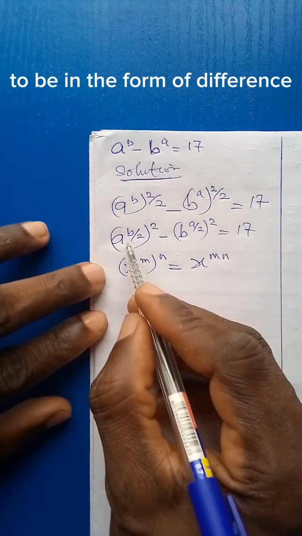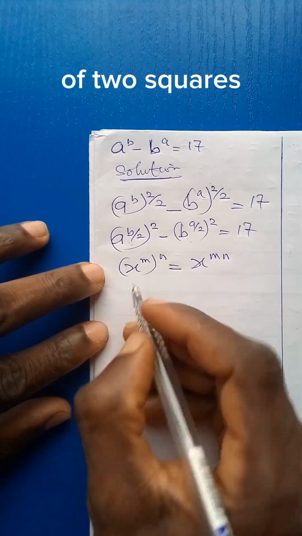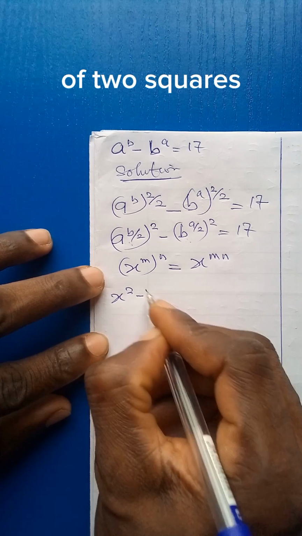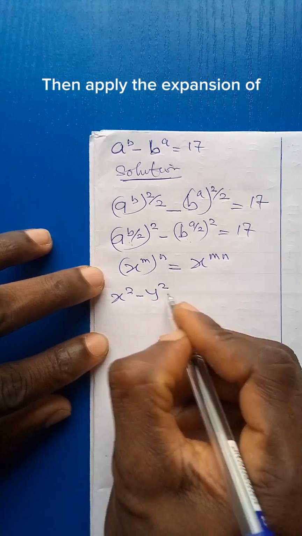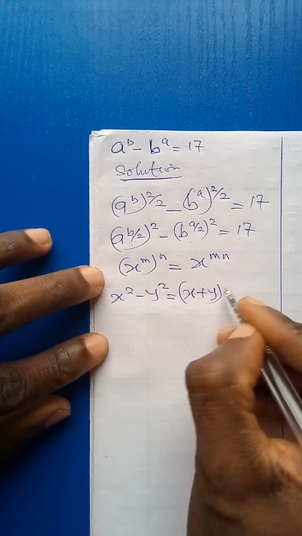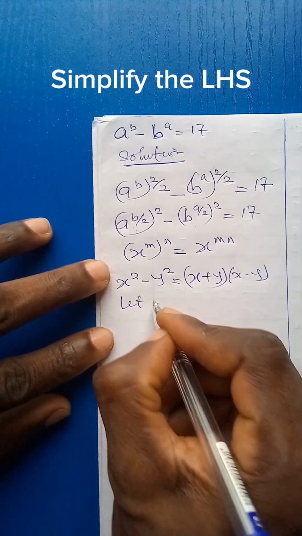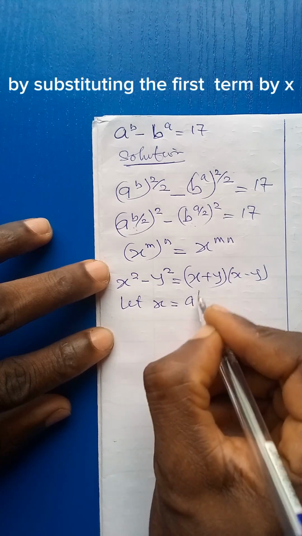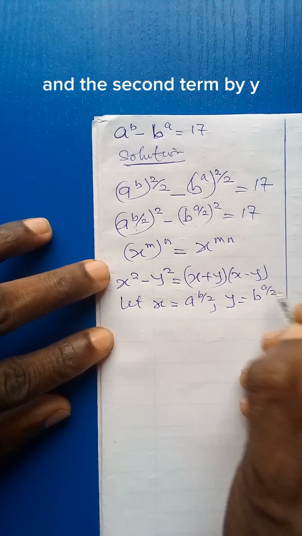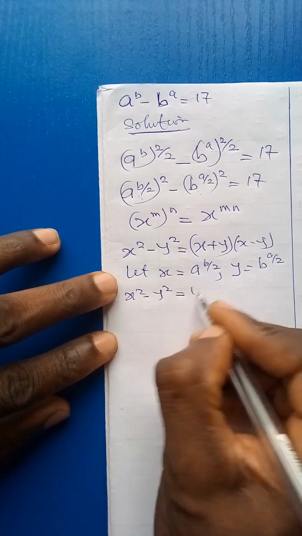Now to proceed, what I have in this equation is basically difference of two squares. And then if I have difference of two squares, x raised to power 2 minus y raised to power 2, which is difference of two squares, it can be expanded into x plus y times x minus y. But I am going to let x be equal to a raised to power b over 2 and y be equal to b raised to power a over 2. Now, what I have is x squared minus y squared is equal to 17.